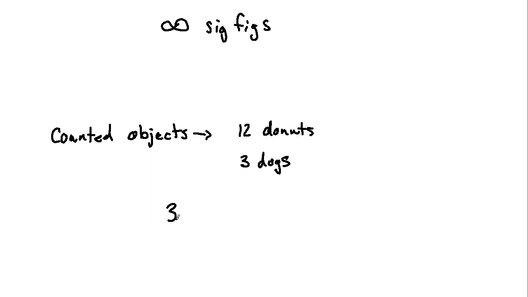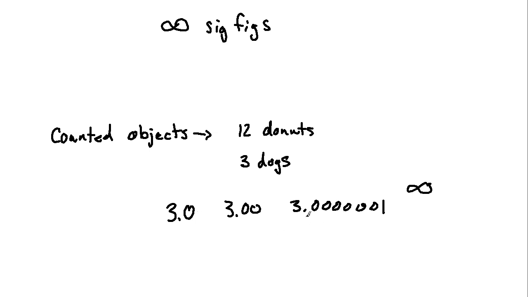That is the same as saying I have 3.0 dogs. I have 3.00 dogs. I have 3.000000, and you can go on into infinity, right? Because it's not going to change. I can't all of a sudden have 3.000001 dogs. There's no such thing as 1, whatever that is, billionth of a dog, right? It has to be a whole counted object.